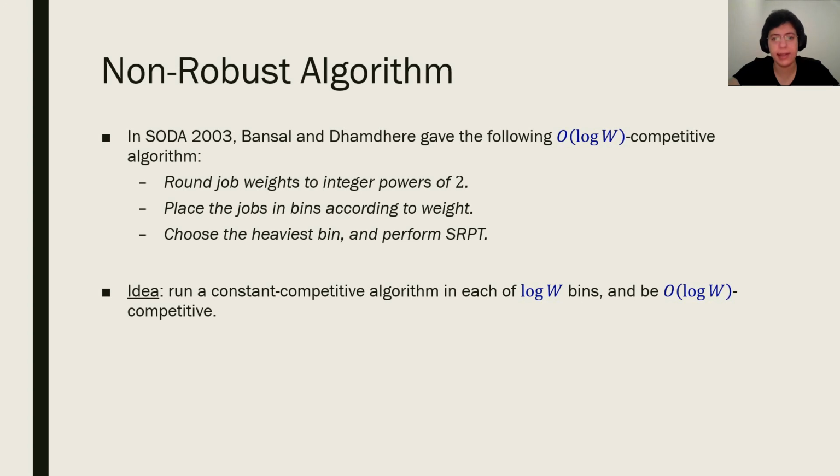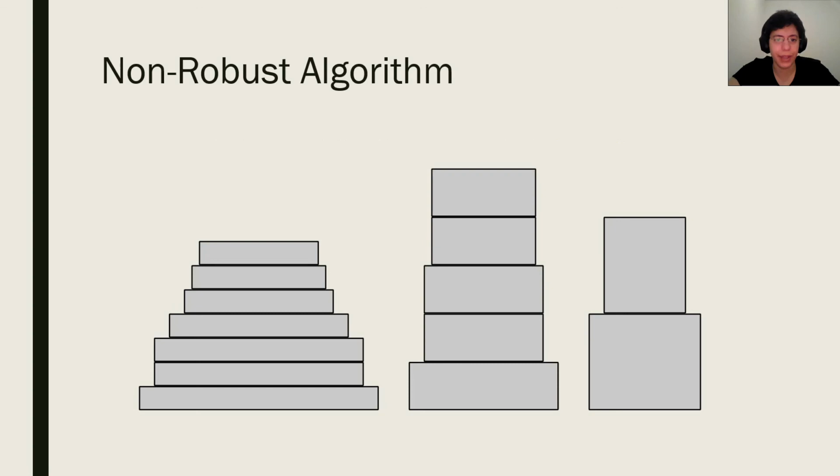And the main idea is, if you run a constant competitive algorithm in each of log W bins for the unweighted case, this gets you this O(log W) competitiveness. Of course, it's a bit trickier than that, but that's the main idea here. So here's a visualization of how their algorithm might look. You have these bins, and in each bin you have the jobs ordered according to remaining processing time. You choose the heaviest bin, and you process the top job from that bin.